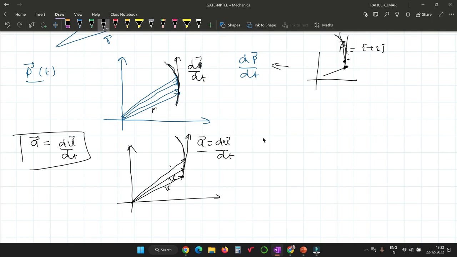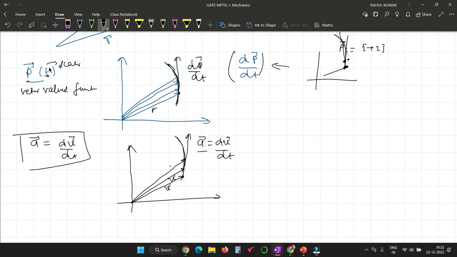I'm just trying to say what is the direction of the derivative of a vector valued function. Because here p is a vector valued function, because it is a vector and it is a function of time, which is a scalar.